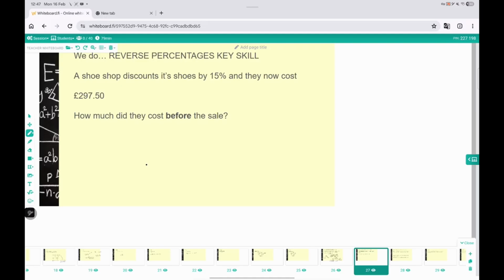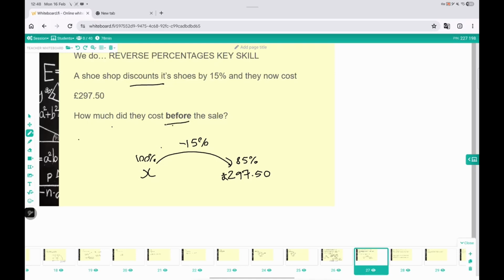Right, so this is reverse percentages, but watch out, this is a discount. It's a reduction. So we've started with a certain amount, and we've lost 15%. And now we've got £297.50. Okay, I'm feeling glamorous this afternoon because that is an expensive pair of shoes that we're selling here. But I know shoes can cost that much, so I will go with it. So £297.50. Remember that if we've reduced it by 15%, then what we've got is 85% of the original price.